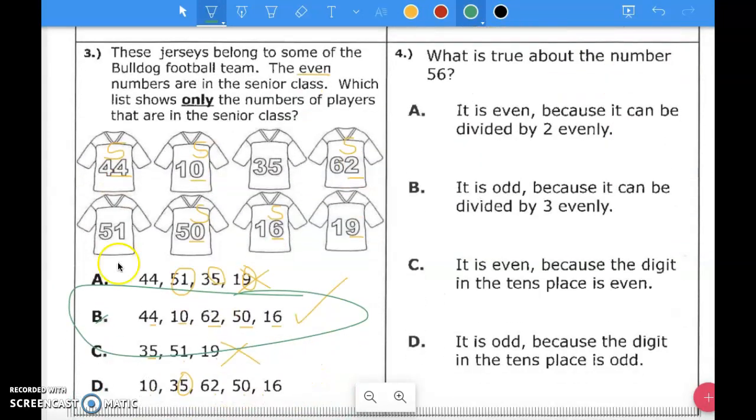Number 4, what is it true about the number 56? So before I even read all of these, I need to think. 56 is even because of number 6. It's divisible by 3. So I'm gonna write down even because it ends in 6. It's divisible by 3 because you find it in the timetable of 3.